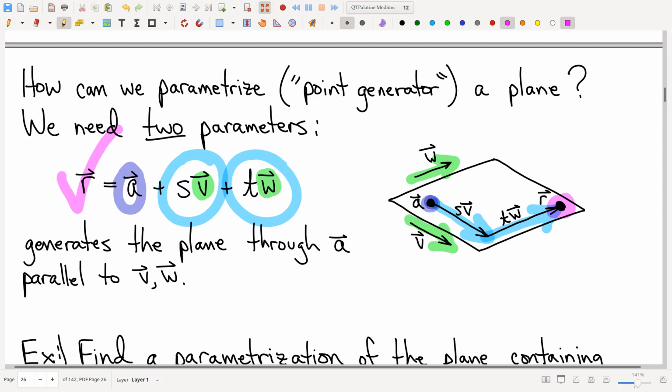Do V and W have to be perpendicular? That's a great question. They don't have to be perpendicular. They can't be parallel. I guess more to the point, they can't be dependent. So they can't be parallel, none can be zero, etc. But as long as they're independent, totally fine.